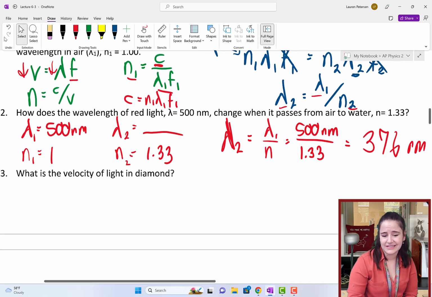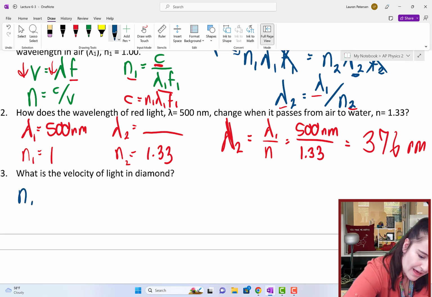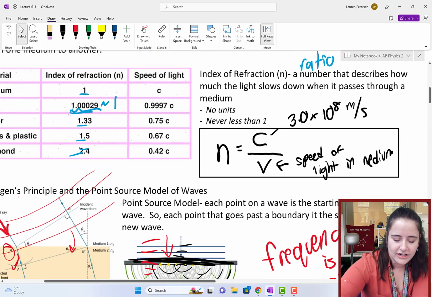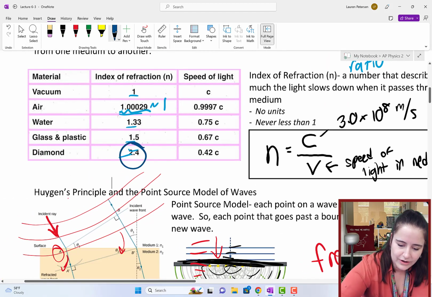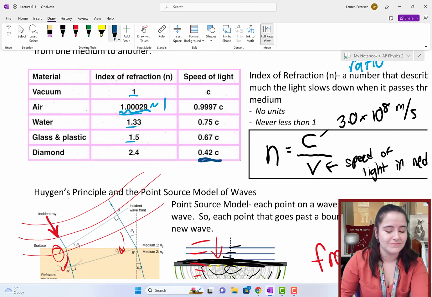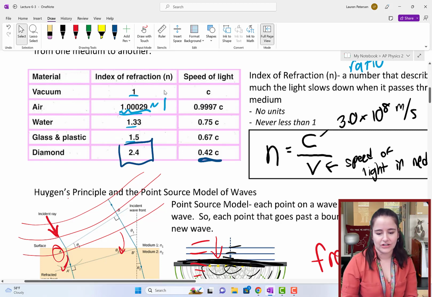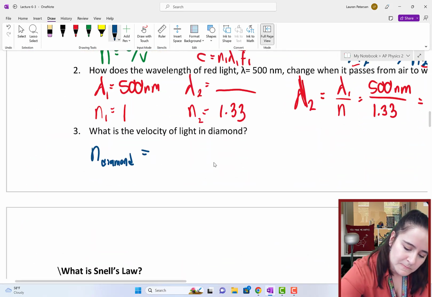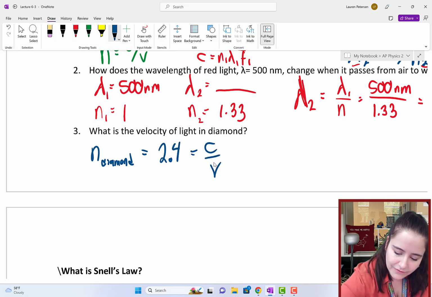What is the velocity of light in diamond? Well, I need to know the n of diamond to know that. And we have that up here on our chart. So the n of diamond is 2.4, which we could also just use the speed of light is 0.42c, aka 1 over 2.4. But I'll go ahead and pretend like I just had the index of refraction. But this one totally works. So n diamond is 2.4, and then we know that equals c over v.